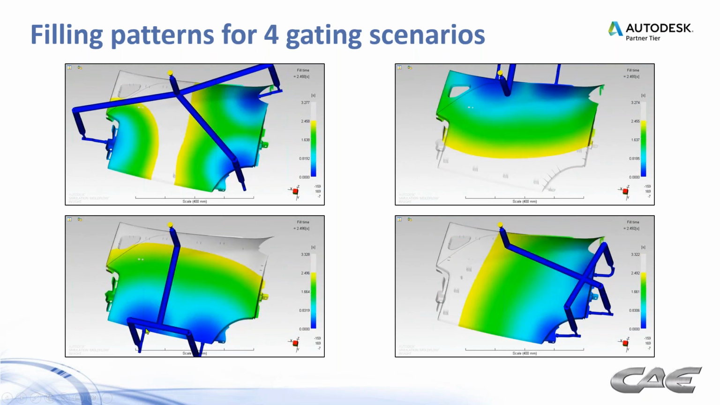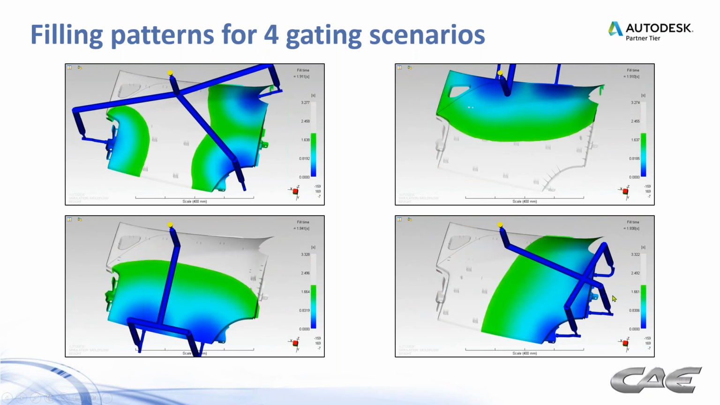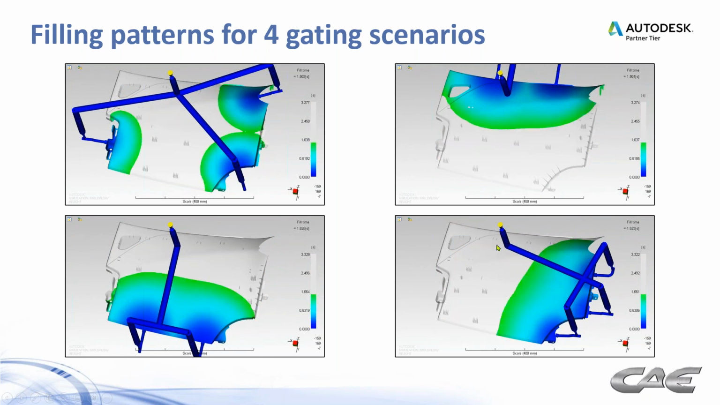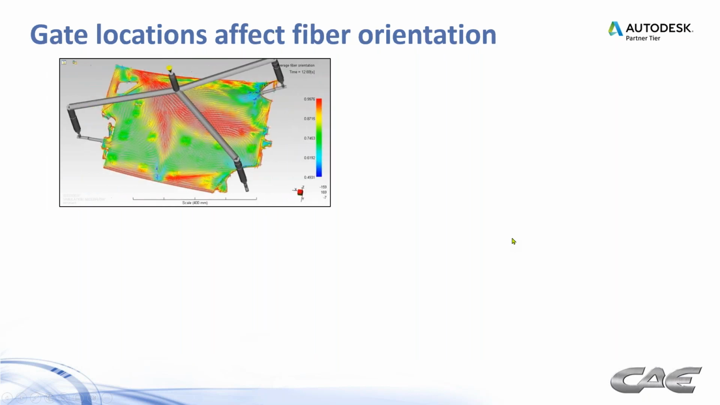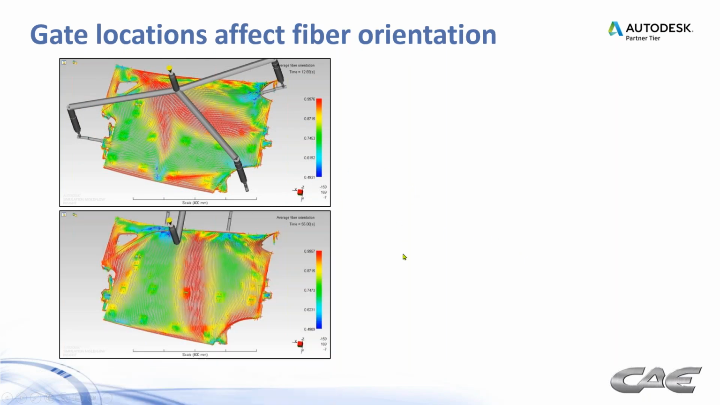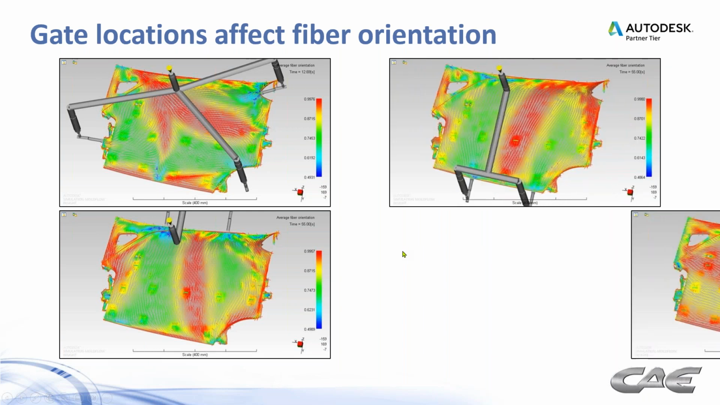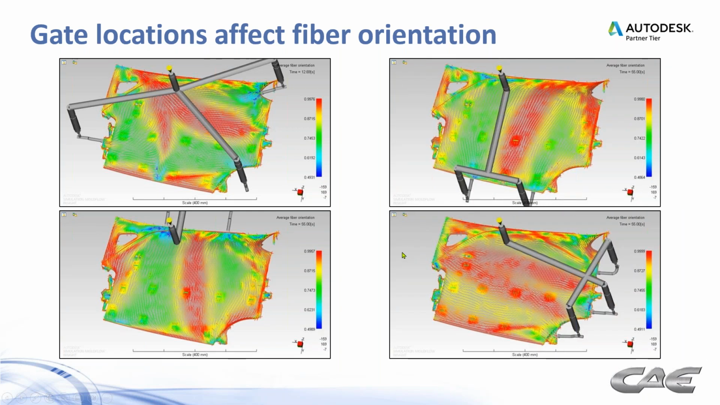Lower left, we have 2 gates on the bottom. Upper right, we have 2 gates on the top. And the lower right, we have 3 gates filling side to side. All have their advantages and disadvantages when it comes to processing. But when it comes to warpage, we can look at the fiber orientation and see how that's affected, right? I talked about how fiber orientation affects the shrinkage.